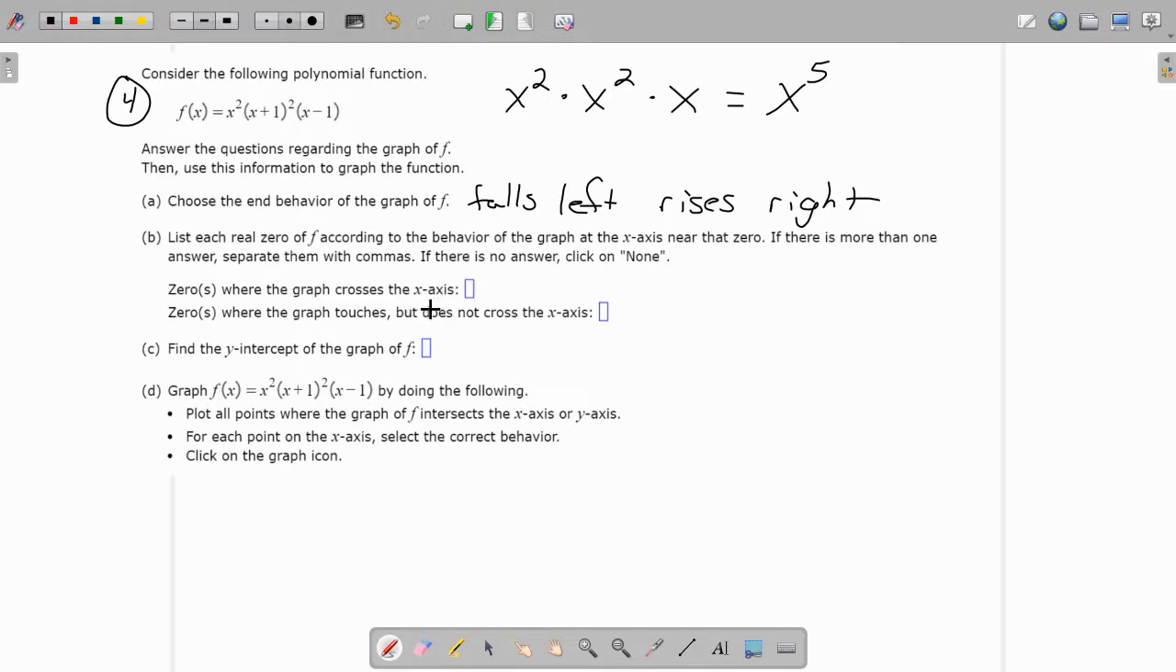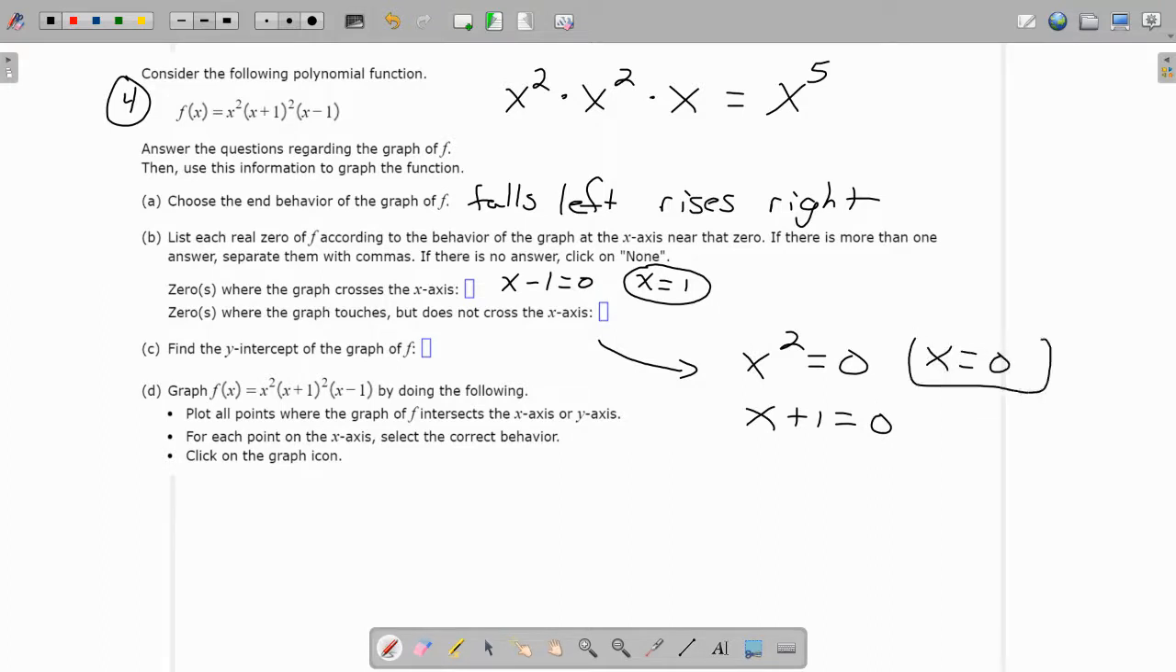Okay, where does it cross the x-axis? When x equals 1. So we're setting that x minus 1 equal to 0, x equals 1. Okay. This one might be the tricky part. Where does it touch? Well, it touches when x squared equals 0 and when x plus 1 equals 0. So we get 0. We don't do plus or minus for 0. And we get negative 1. So 0, comma, negative 1.